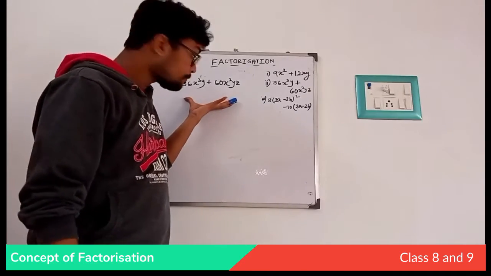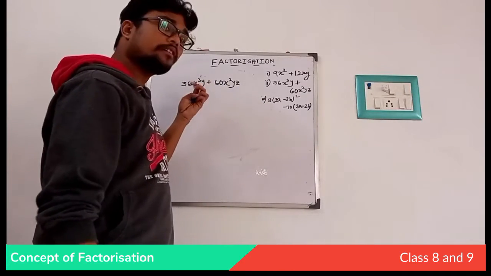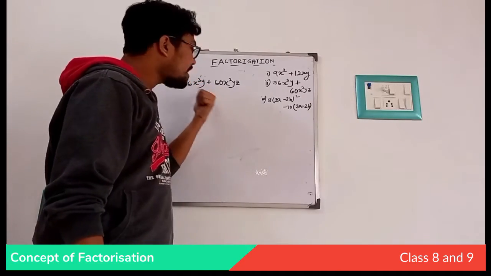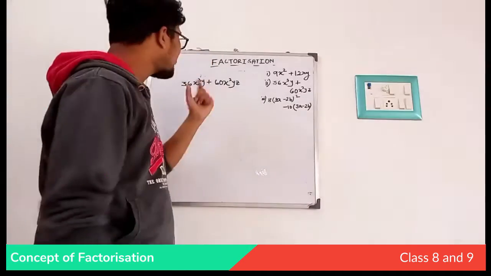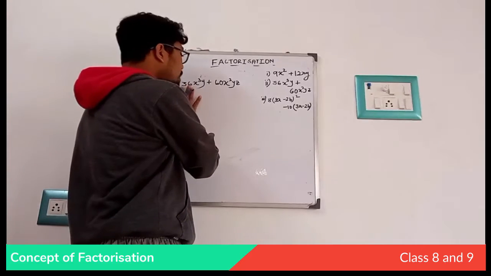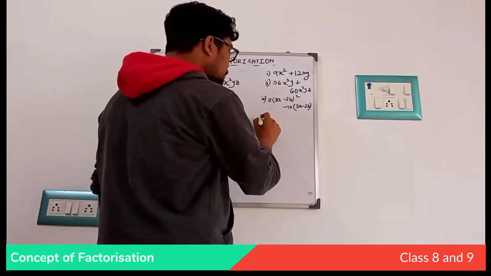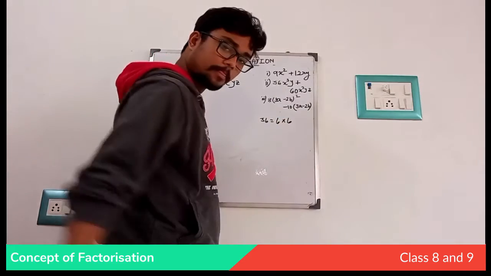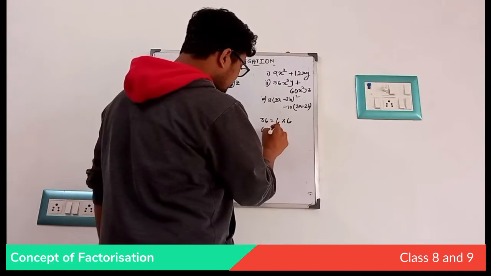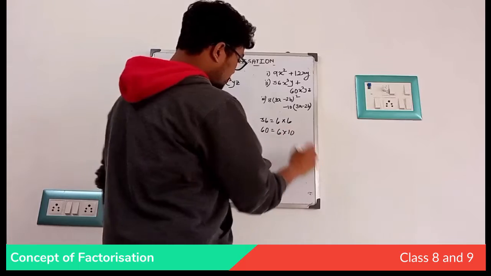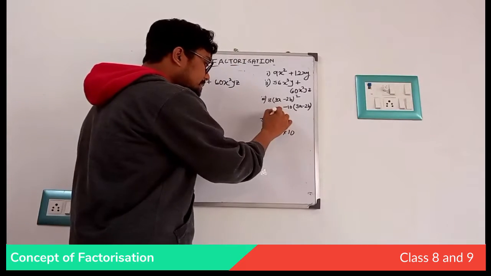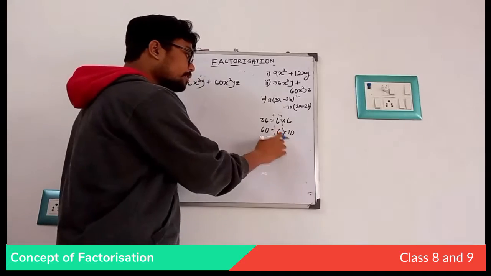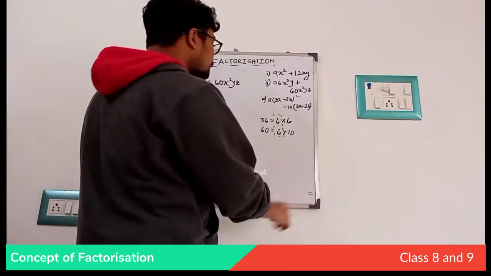So in this problem, what is the variable and what is the constant? 36 and 60 are constants. X and y and z are the variable part. So what is the common part between 36 and 60? 36 can be written as 6 into 6. Fine. And 60 can be written as 6 into 10. Fine. So this 6 is the common part. Fine.